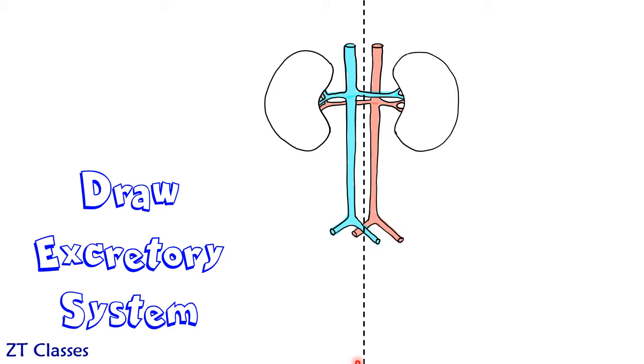Now from the kidney the urine will go to the urinary bladder with the help of ureter. So let's draw the ureters. So this is your left ureter. Let's draw the right ureter. So both the ureters are drawn. Let's draw the urinary bladder, which is connected to the ureter.